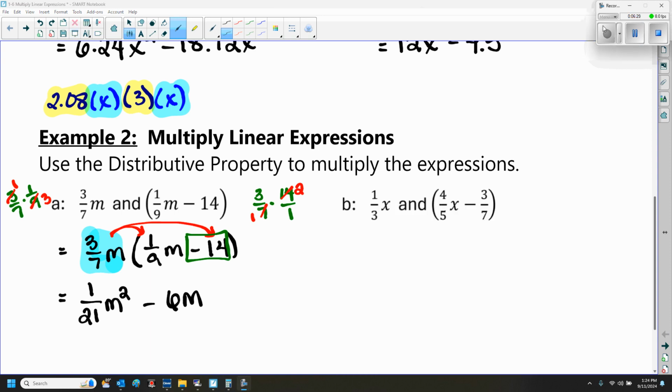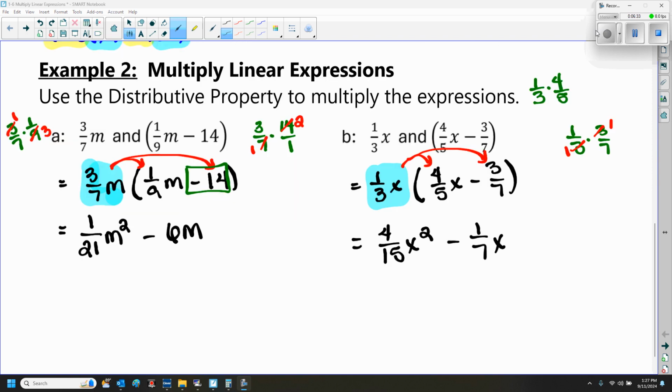Take a minute to do example 2b with your table partners. All right, so for this one, we have 1/3 x times the quantity 4/5 x minus 3/7. And again, I wrote my scratch paperwork up here.